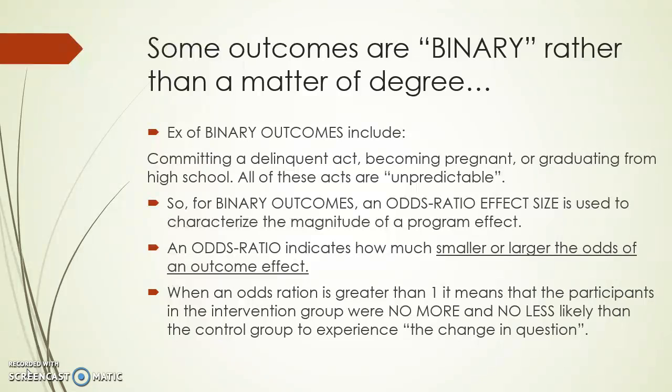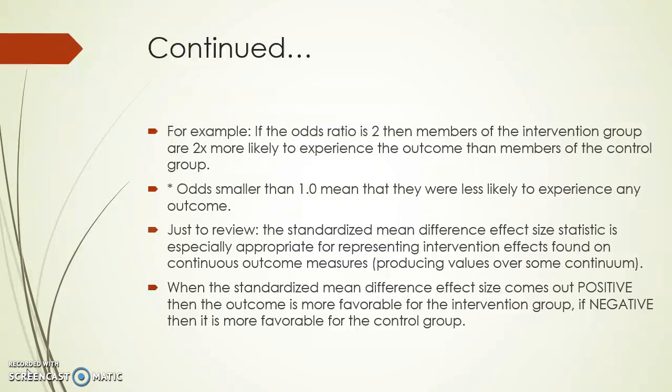When an odds ratio is greater than 1, it means that the participants in the intervention group are more likely than the control group to experience the change in question based on a program. For example, if the odds ratio is 2, then members of the intervention group are 2 times more likely to experience the outcome than members of the control group. Odds smaller than 1 mean that they were less likely to experience the outcome at all.